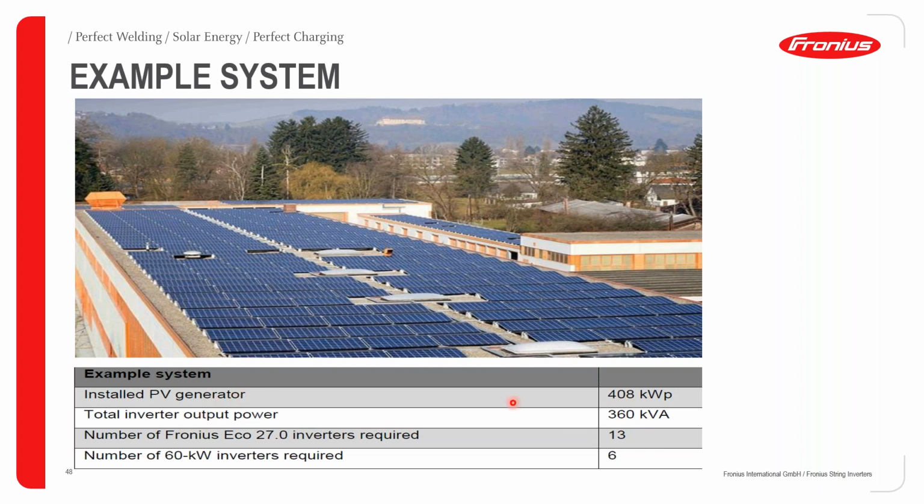So with installed PV capacity of 408 kilowatt peak, on the inverter side we have a total of 360 kVA. So in terms of inverters that are required, on the Eco side, we require 13 Eco 27s, and on the competitor with a 60 kilowatt inverter, we require 6 of those inverters.